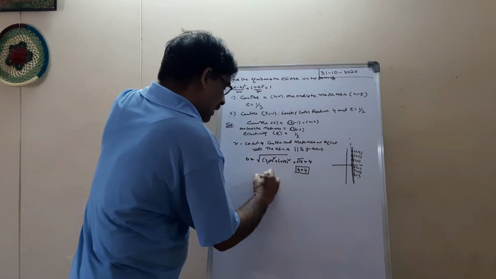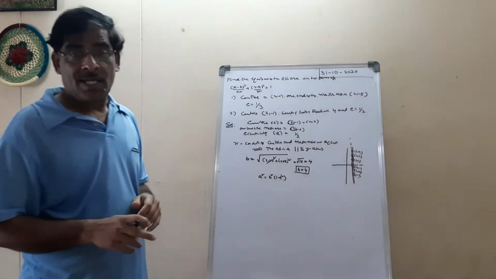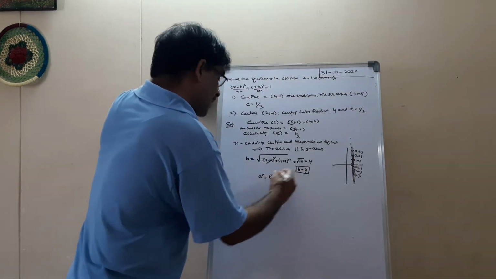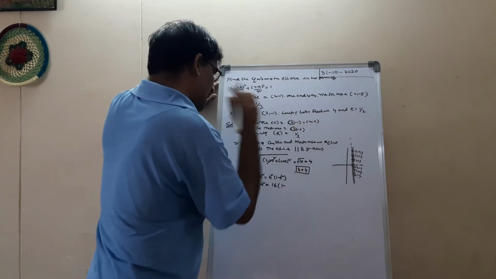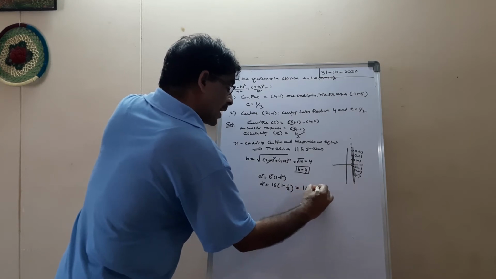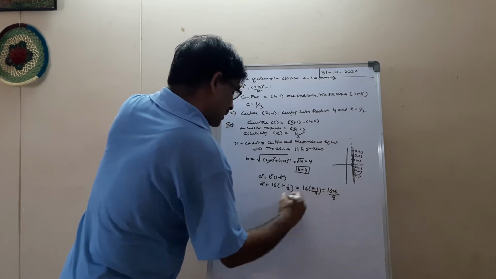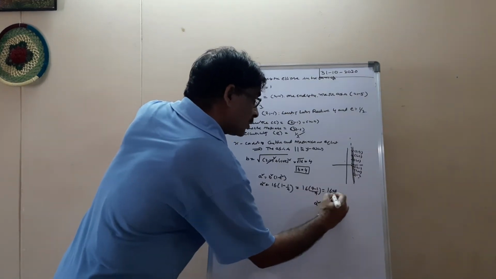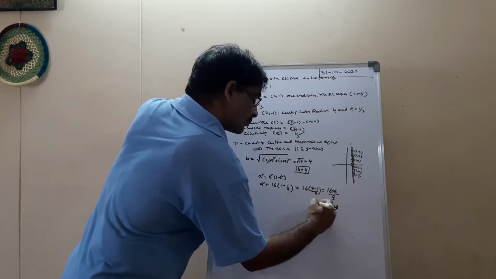See, we know a square equal to b square into (1 minus e square). In this condition, a square equal to b square into (1 minus e square). See, a square equal to b square 16 into (1 minus e square), what is the value of e? 1 by 3 means e square is 1 by 9, which is equal to 16 into (9 minus 1) by 9, 16 into 8 by 9, that is the a square value. Okay, we have a square equal to 16 into 8 by 9.